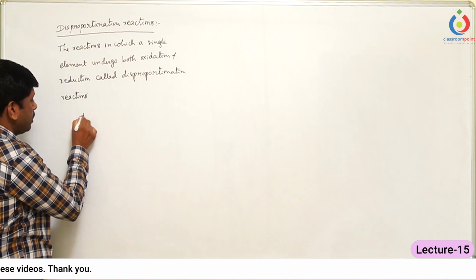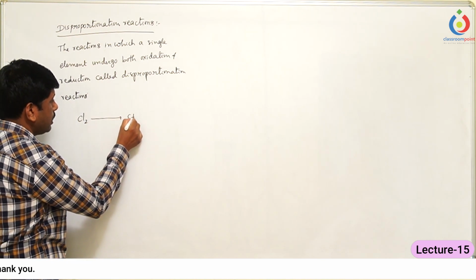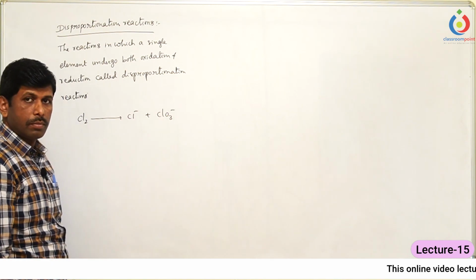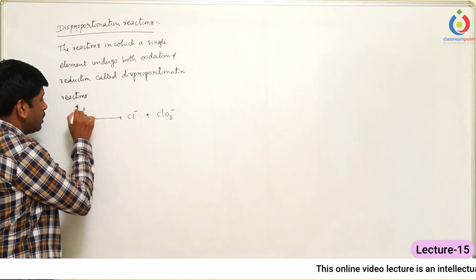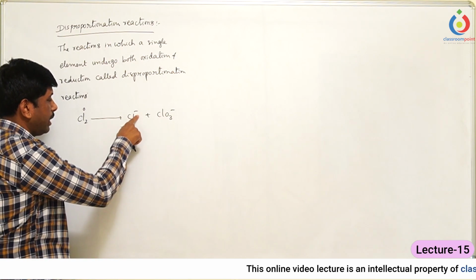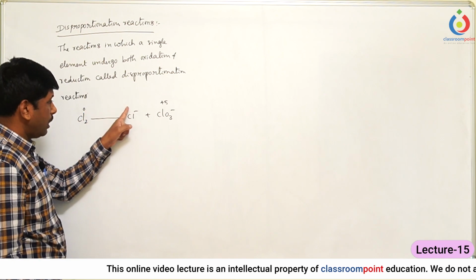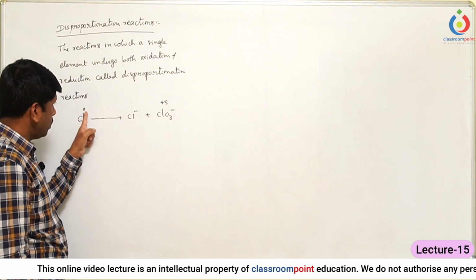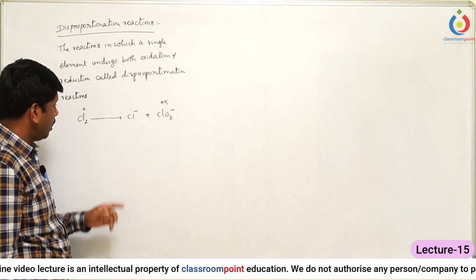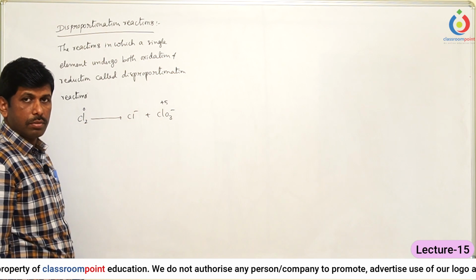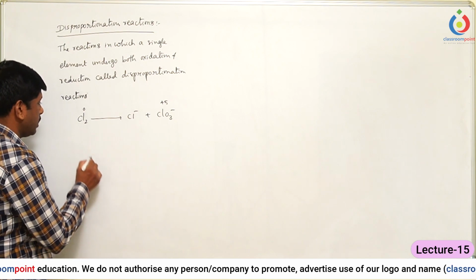So let us take here Cl2 changes to Cl minus and ClO3 minus. In Cl2, the chlorine oxidation state is 0. Here minus 1, here plus 5. 0 to minus 1, the value decreased. 0 to plus 5, the value increased. Means here it is reduced as well as oxidized. It undergoes both oxidation as well as reduction.